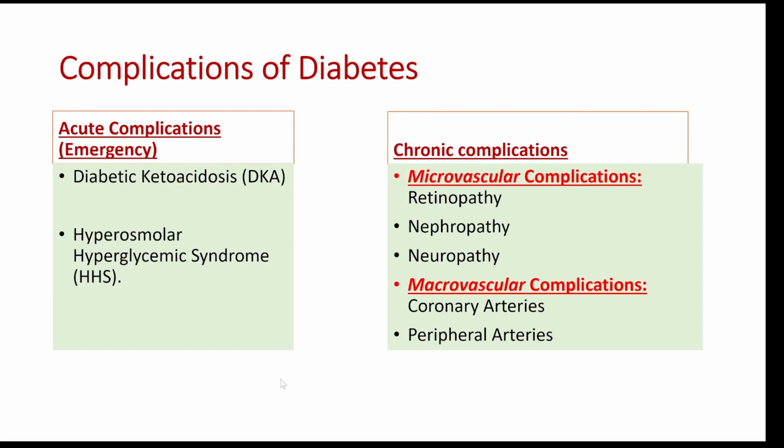So here, if the patient is left untreated, the patient may suffer from complications or consequences. This may include acute complications that require emergency treatment, such as diabetic ketoacidosis or hyperosmolar hyperglycemic syndrome. So we have two emergency cases: diabetic ketoacidosis or hyperosmolar hyperglycemic syndrome.